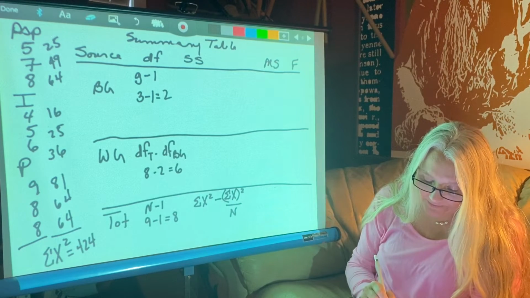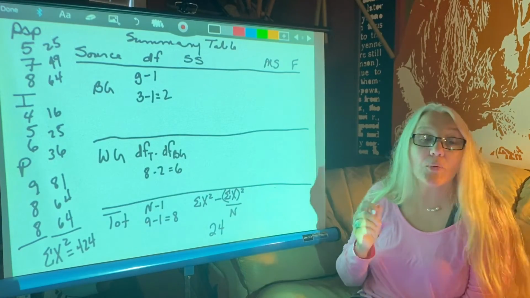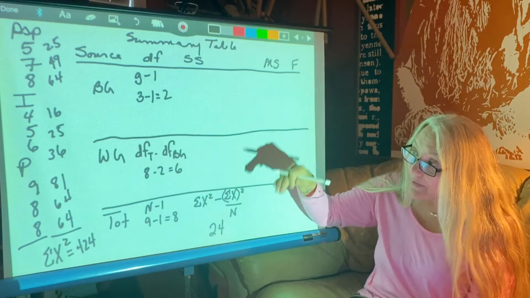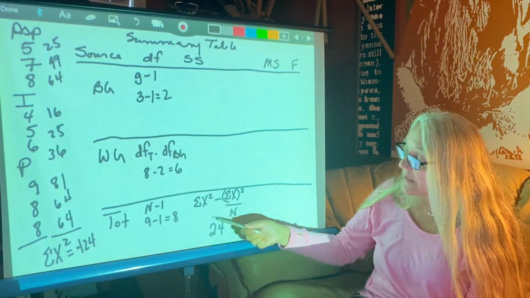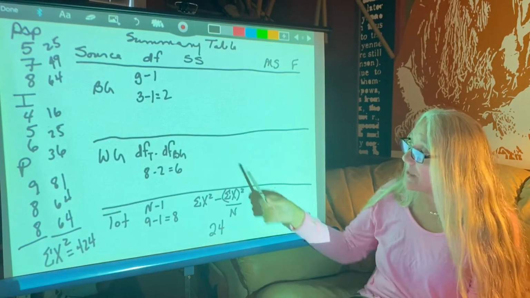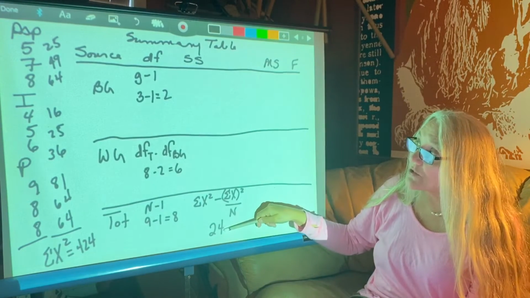So let's put it in there. 24. Sum of squares total is 24. So all the spread between the groups, the spread within the groups, all of that adds up to 24. The spread is 24. None of these numbers can be bigger. These two numbers have to add to 24.